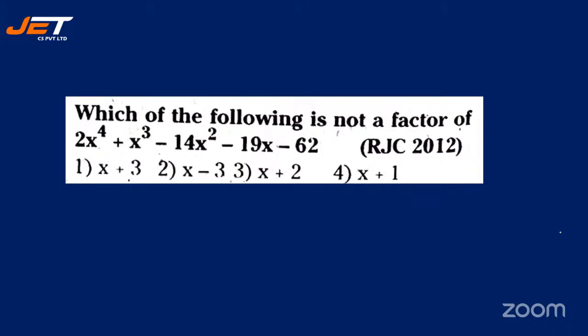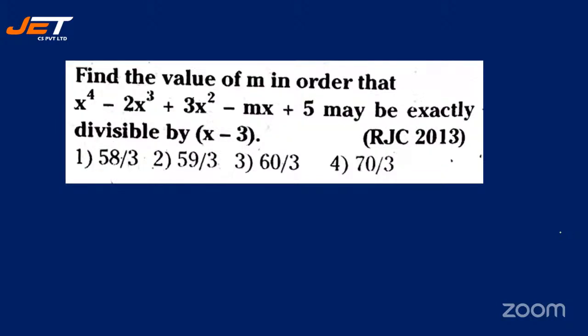See the next question. Which of the following is not a factor of 2x power 4 plus x cube minus 4x square minus 19x minus 62? So we have x plus 3, x minus 3, x plus 2, x plus 1. It should be x plus 3. Right. See the next question.